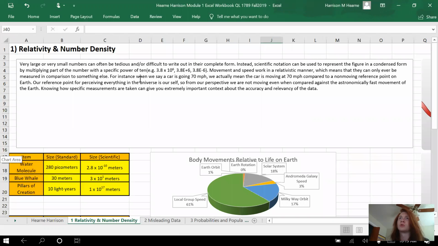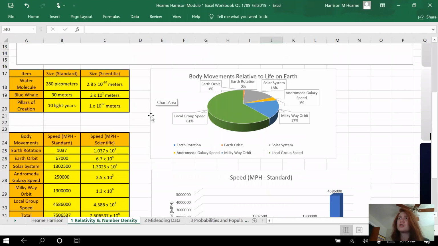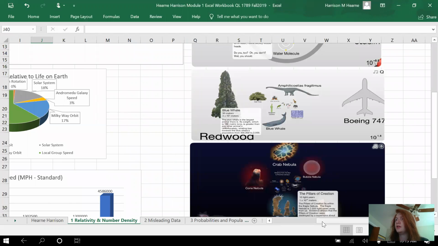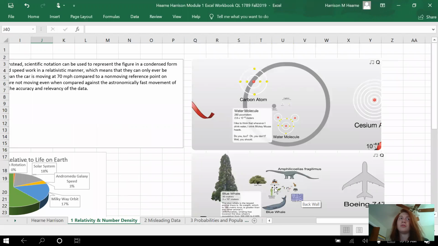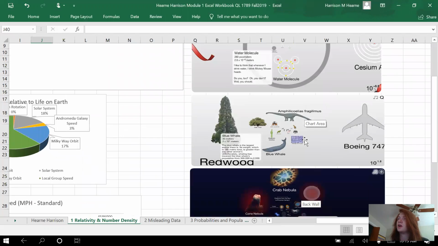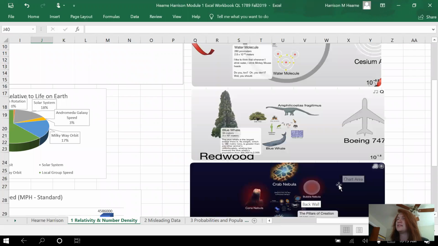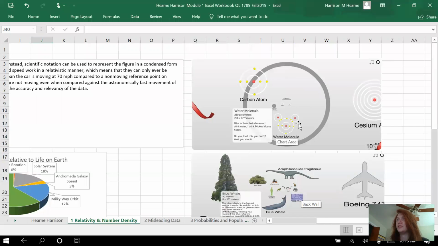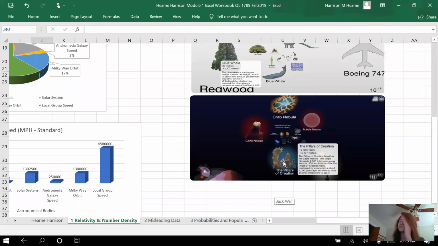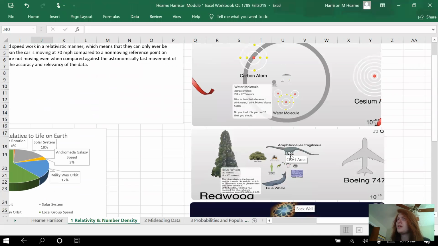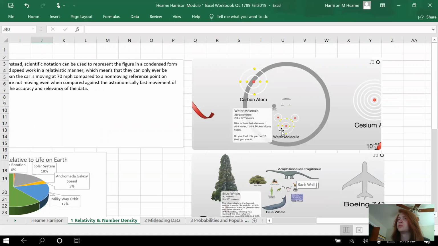The first scenario we're going to be looking at is the relativity and number density scenario. In this scenario, the first thing that we did was check out that really cool Scale of the Universe app that shows you all the different examples of sizes of things throughout the universe, going all the way down into subatomic particles like quarks and strings, and then all the way up to all of the different bodies of the universe. I picked out just three quick examples here.